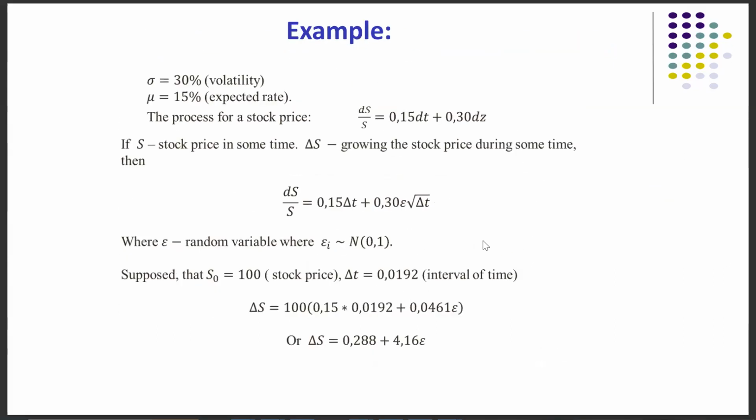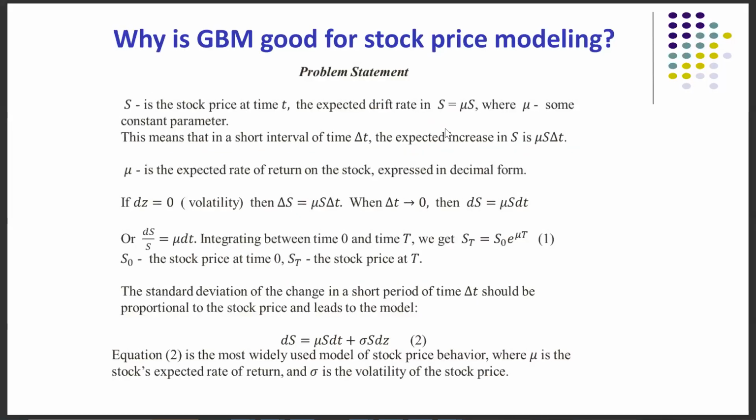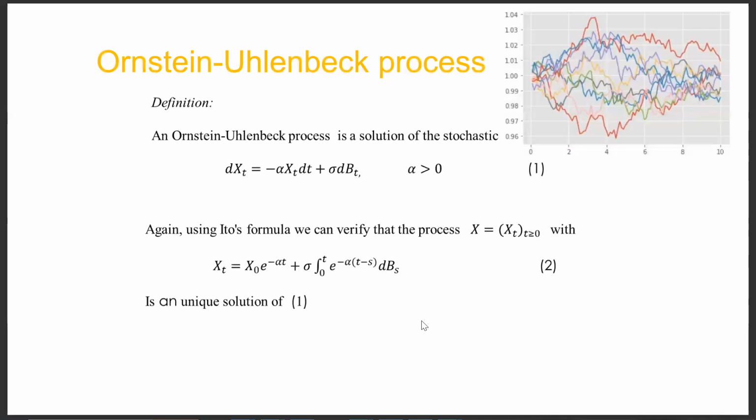For example, if we have the parameters sigma, volatility, and mu, expected rate, from historical data, we know the process for a stock price. We can write it in this way: dS divided by S equals mu dt plus sigma dz, and we just substitute.